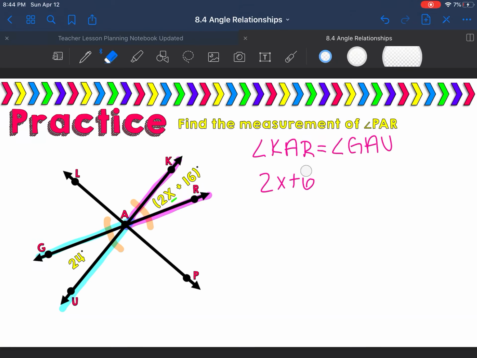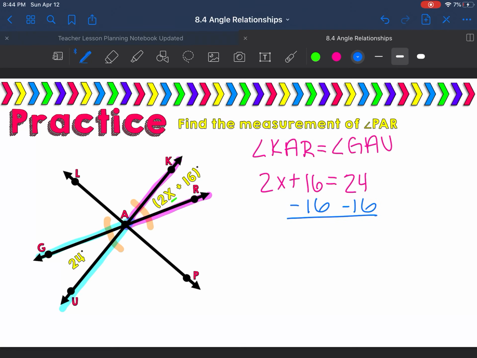Angle KAR is 2x plus 16. Oops, forgot the x there, didn't I? 2x plus 16 is equal to angle GAU, which is 24. So I have another two-step equation. First, add or subtract. In this problem, I'm adding, so I need to do the inverse operation from adding, which is subtracting. So I'm going to subtract 16 on both sides. 16 minus 16 is 0. That leaves me with 2x equals 24 minus 16, which is 8.